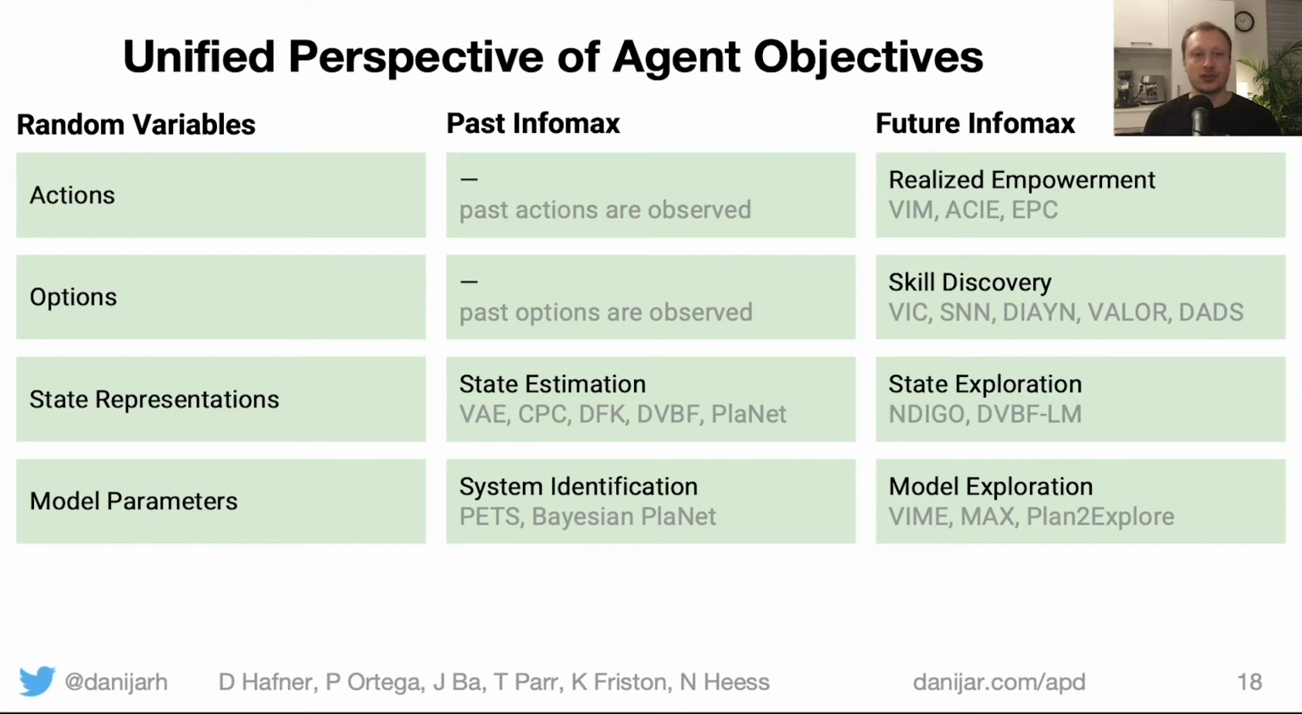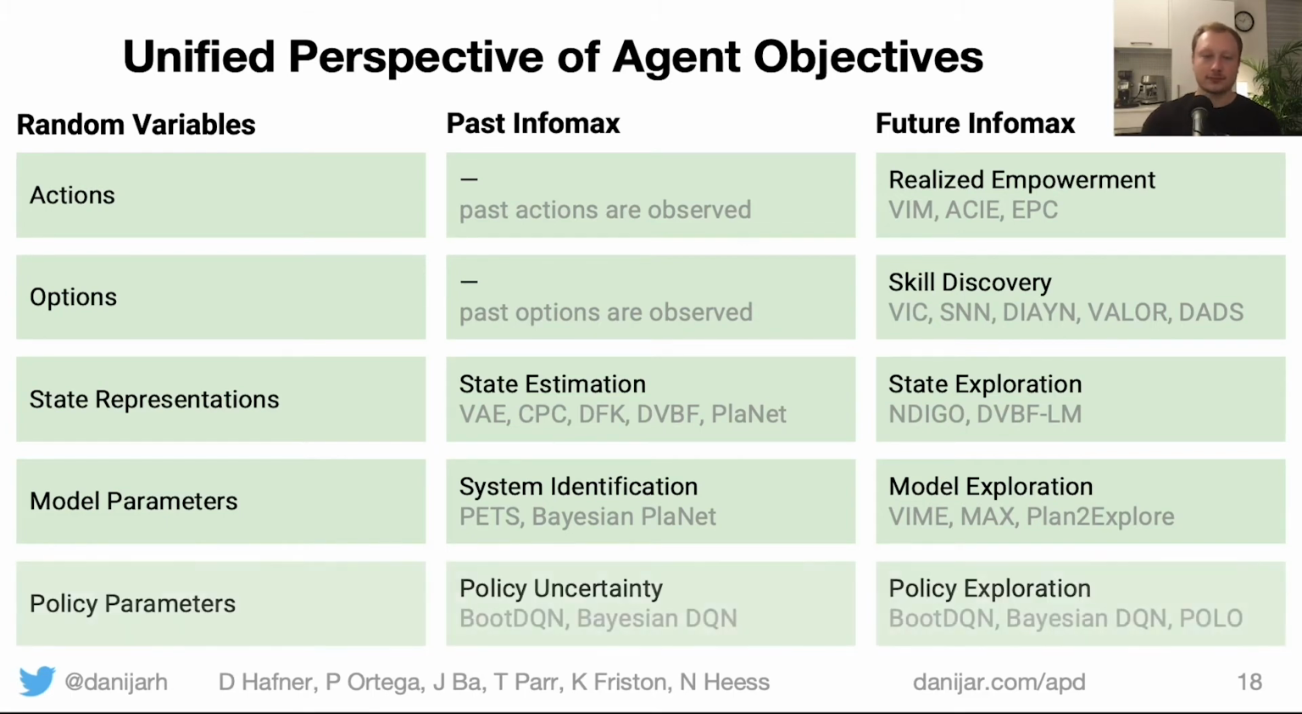Model parameters for past time steps lead to system identification, where the agent tries to learn a model of the world. For future time steps, model parameters lead to model exploration, where the agent tries to reduce its uncertainty about the rules of the world by running experiments and moving objects around. And similarly, for policy parameters, past Infomax leads to inferring a posterior over policies, and future Infomax leads to exploration.